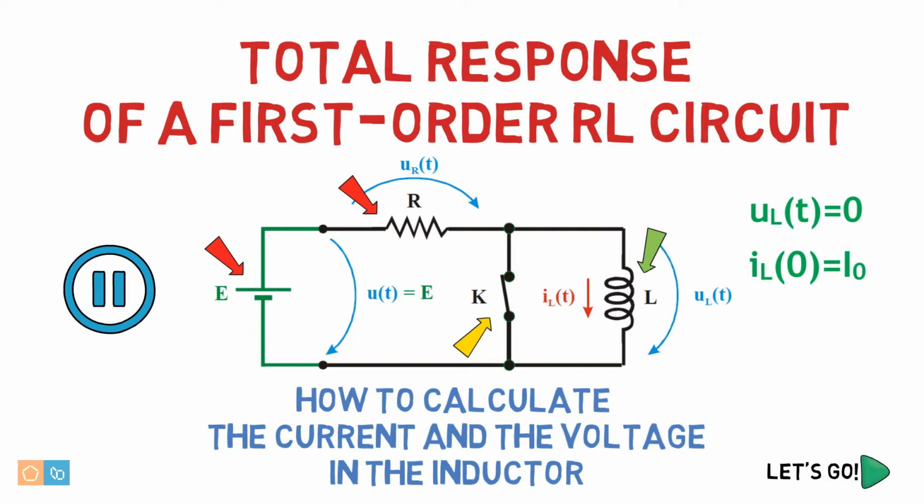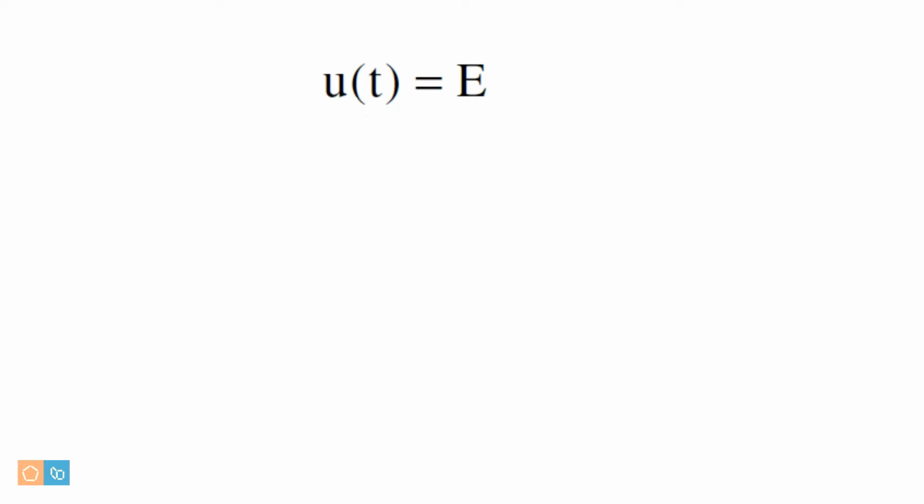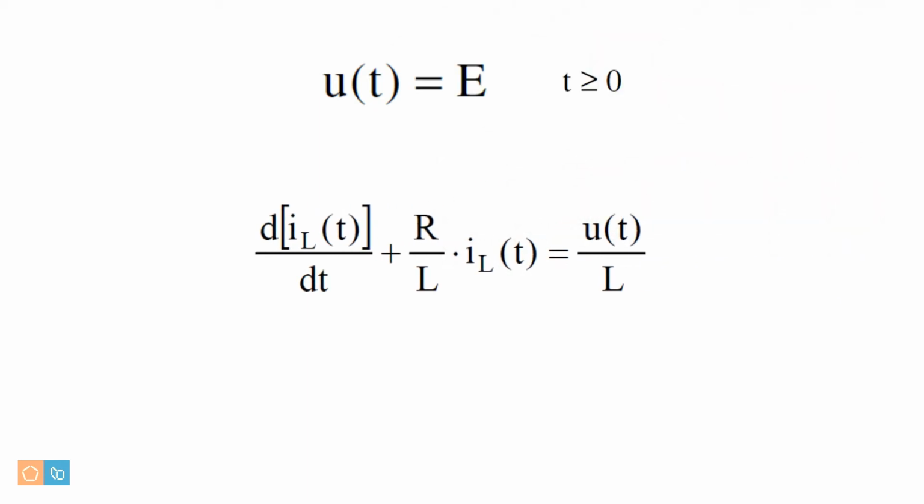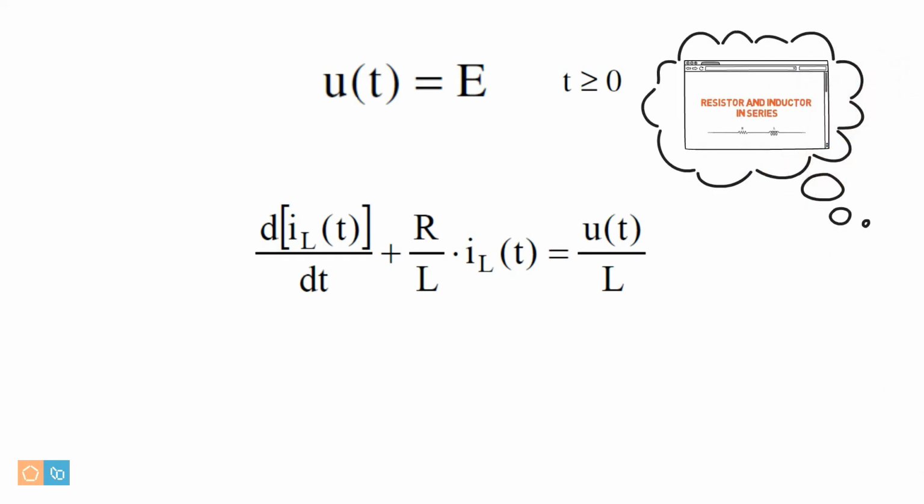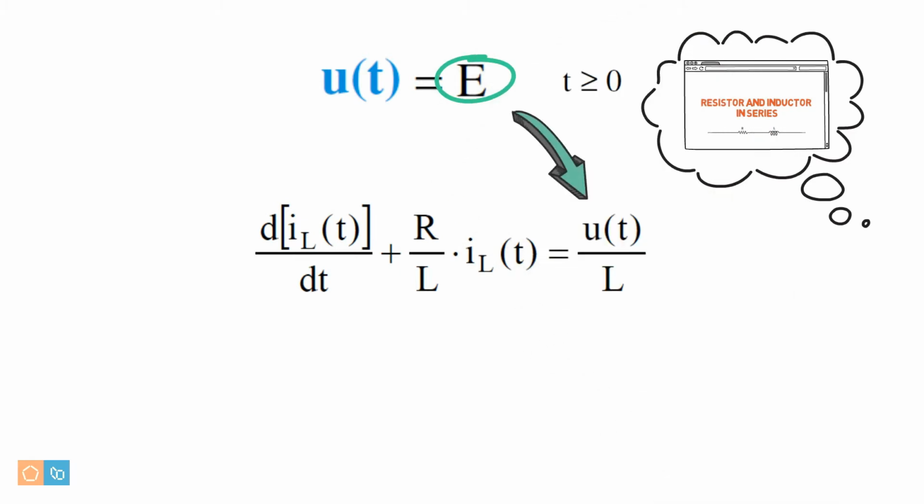Let's do this. In a circuit with such initial conditions, we have a voltage U equals E for t equal or greater than 0. The differential equation that describes the behavior of the circuit is as follows. In case you want to remember how to get here, you can watch our introduction video to first-order RL circuits. Alright, knowing the value of U, which is E, we can replace it in this equation.